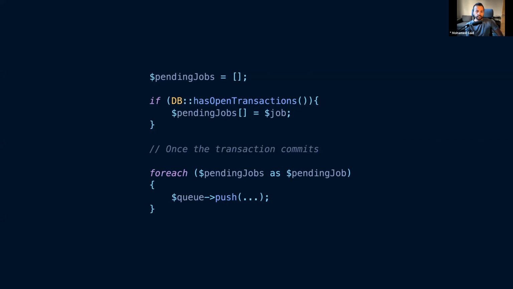Once it commits, it checks the local array, which is pending jobs here in our example, loops over it and pushes all the jobs that are stored in this local array. So they are pushed to the queue and a worker will be able to process them.